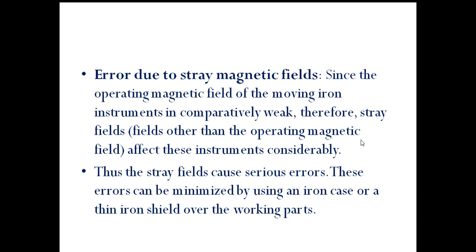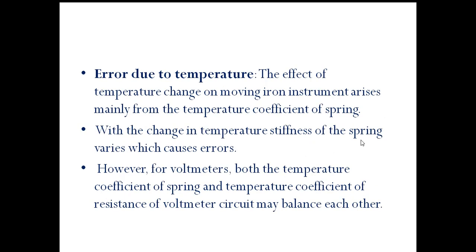And errors due to stray magnetic fields. As the magnetic field in the moving iron instrument is comparatively weak, external magnetic fields may affect the performance of the instrument. This stray magnetic field can cause serious errors, so one must be very careful while handling moving iron instruments. And the error due to temperature.